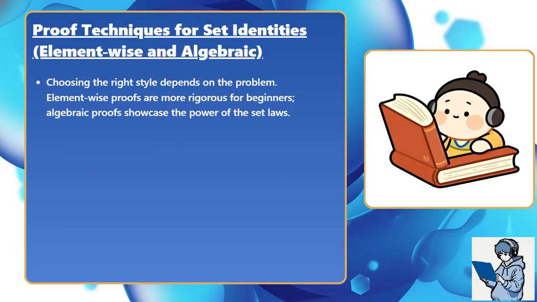Choosing the right style depends on the problem. Element-wise proofs are more rigorous for beginners. Algebraic proofs showcase the power of the set laws.